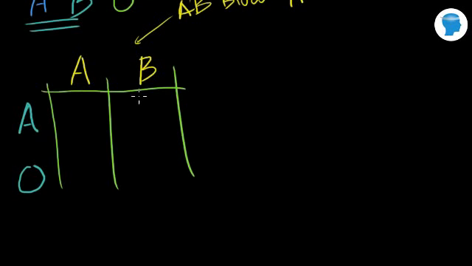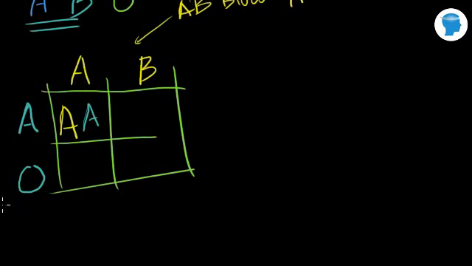For this couple right here? Well, you could get this A and that A. So you get an A from your mom, and you get an A from your dad right there. And clearly in this case, you'll have your phenotype. You'll have an A blood type in this situation.